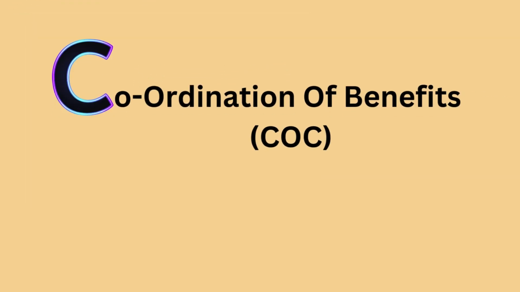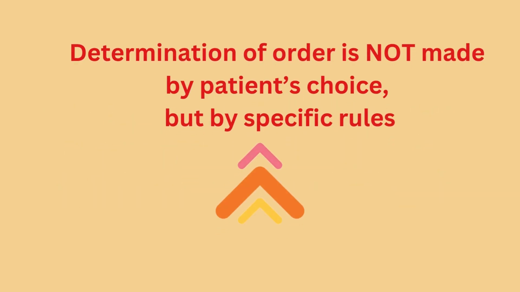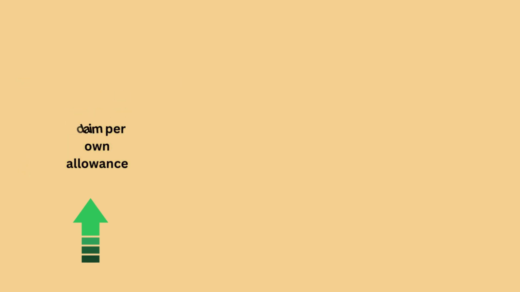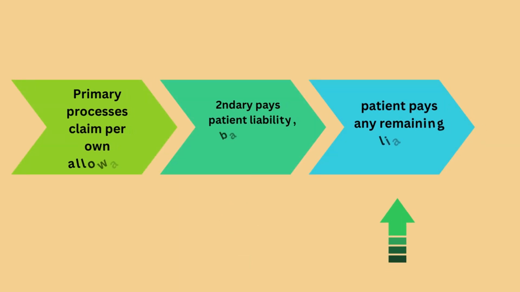Coordination of benefits applies when you have more than one policy. It is basically the determination of which policy is primary, secondary, etc. And no, this is not your personal choice. There are very strict federal guidelines that apply. So your primary would process a claim per their own allowance, and then the secondary would process the patient liability based on its own allowance. And finally, if there's any liability left, that would come to you to pay to the provider.